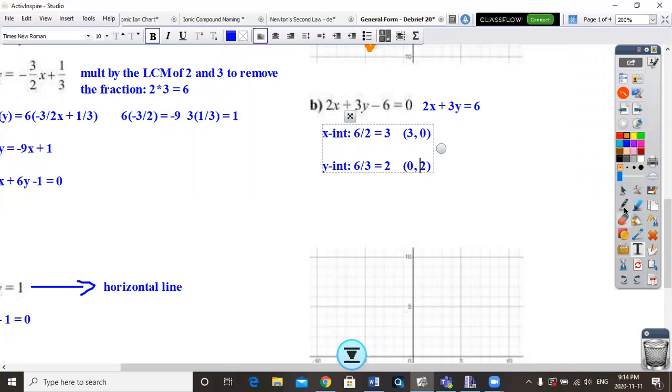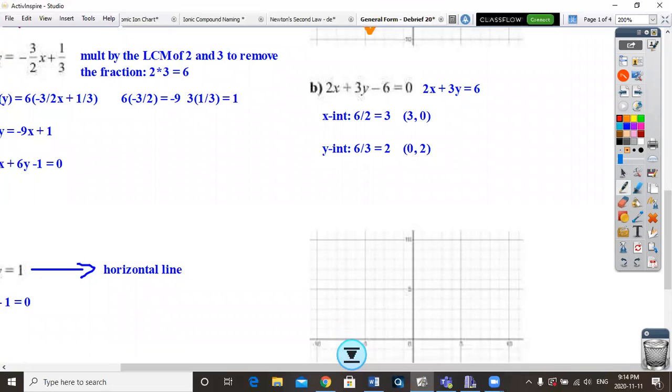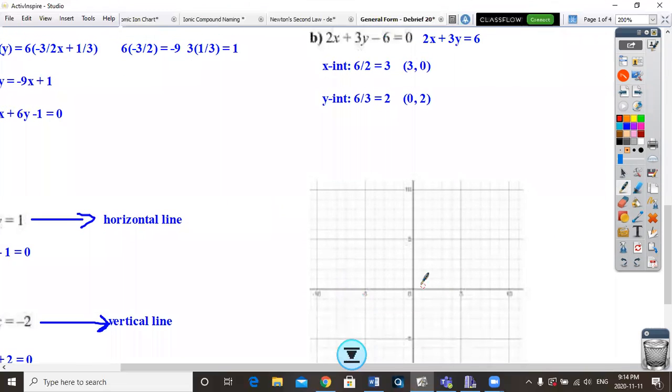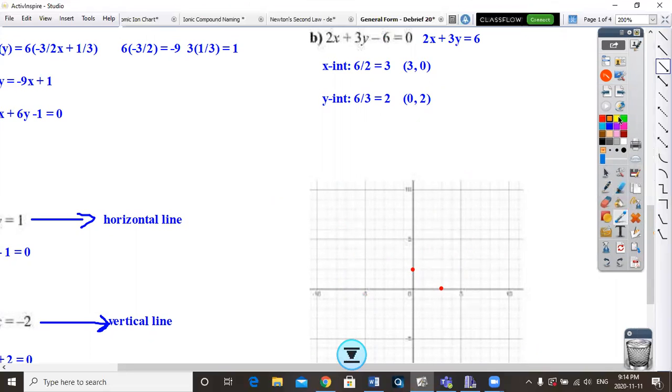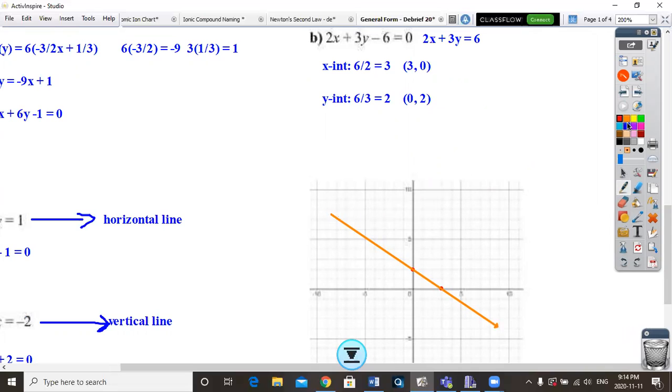And now all we have to do is plot the points. So 3, 0. So 1, 2, whoops, no, that's 2, 0. We want 3, 0. So 1, 2, 3, 0. And we want 0, 2, 1, 2. So you notice that the line's going down. It's a negative slope, which is perfectly fine. Take your ruler, connect them with the straight line. And then add arrowheads. And you're done.